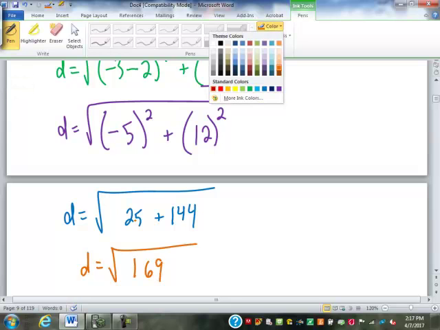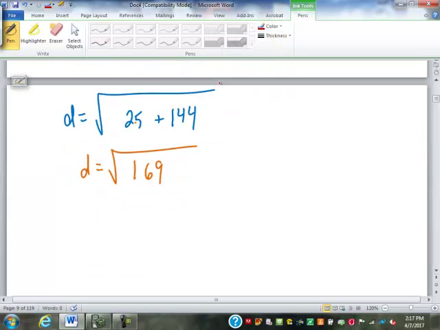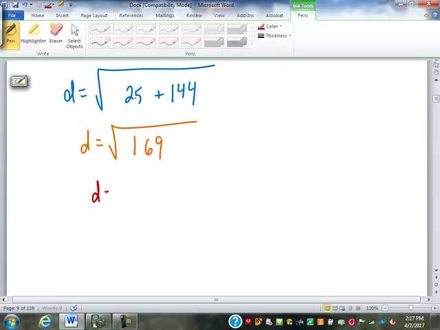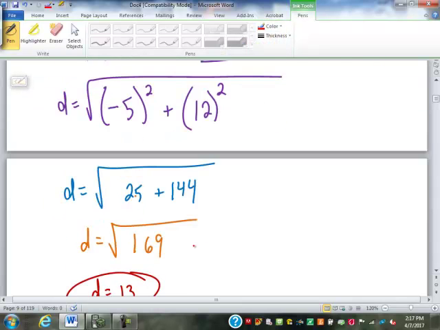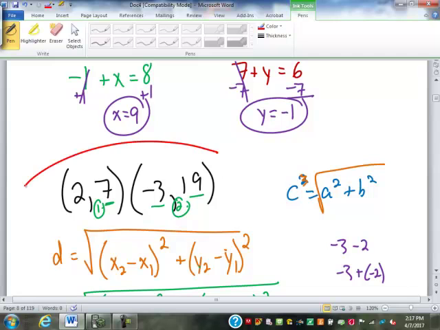Now we have to square root it. What is the square root of 169? It's 13. So the distance between those 2 points, 2, 7 and -3, 19, is going to be 13 units.